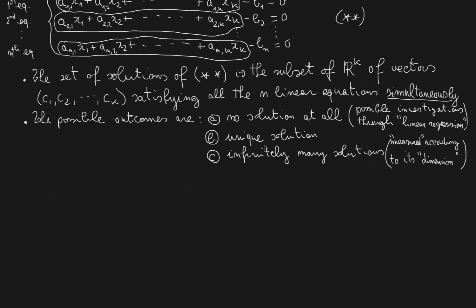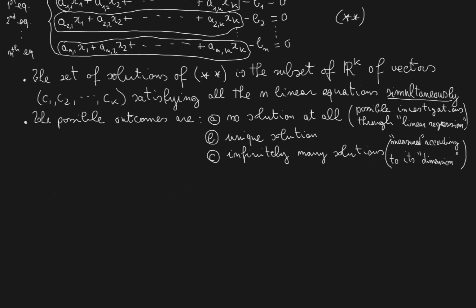In the case there are infinitely many solutions, they all have the same cardinality, which is equal to the continuum, but we can still tell apart two of them according to the so-called dimension. In the next lecture we will see that the set of solutions of a system of linear equations has a particular geometrical shape, and we can always associate to this set a dimension.